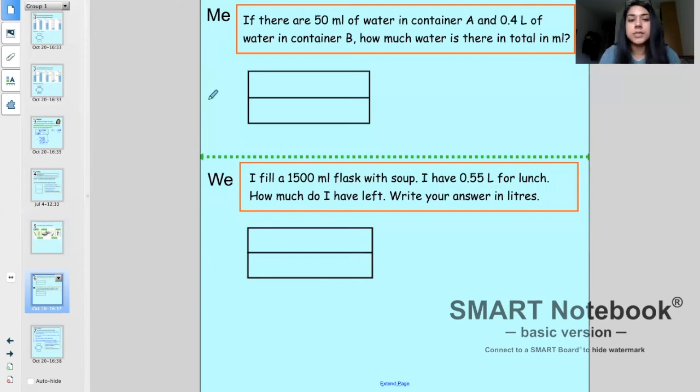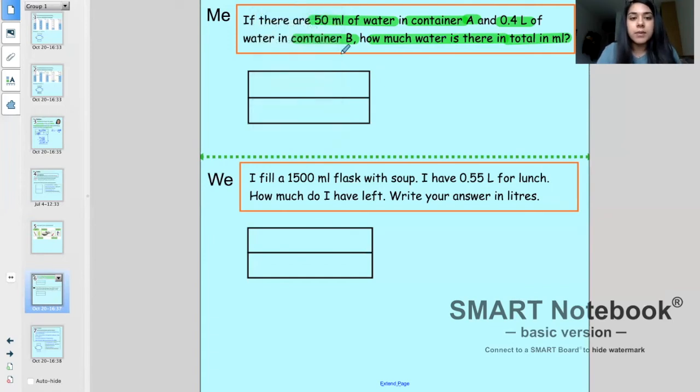Right, I'm going to have a go at this question here. What I'd like you to do is really think about what my process is. What am I doing as I'm answering this question? So first, I'm going to highlight my keywords. It says, if there are 50 milliliters of water in container A, and 0.4 liters of water in container B, how much water is there in total? So it's asking me how much water is there in total. Oh, and they're asking in milliliters. Good, I would have missed that if I didn't highlight that.